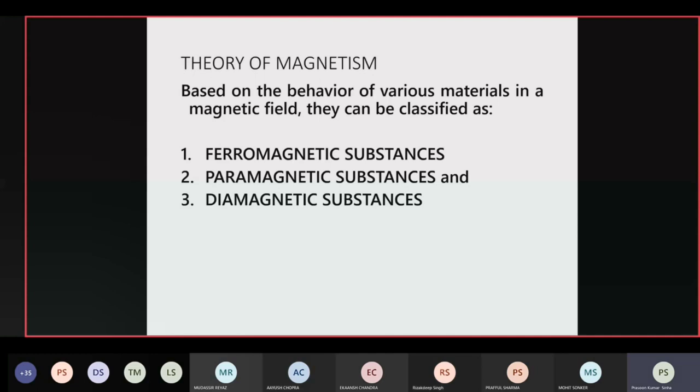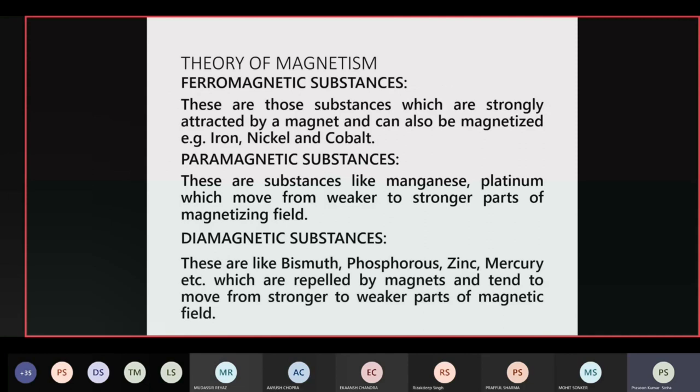Paramagnetic material, hum logon ne baat kiya, diamagnetic bhi baat kiya. So just take a look at this pointed understanding of the three materials.